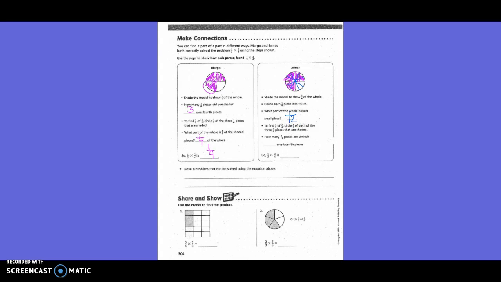To find 1/3 of 3/4, circle 1/3 of each of the 3 1/4 size pieces that are shaded. So we are going to circle only one of each of those 1/3 size pieces, right? So 1, 2, 3. How many 1/12 size pieces are circled? 3. We circled 3, right? So 1/3 times 3/4 is, how many 1/12 size pieces do we have? So 3/12, which also equals 1/4.